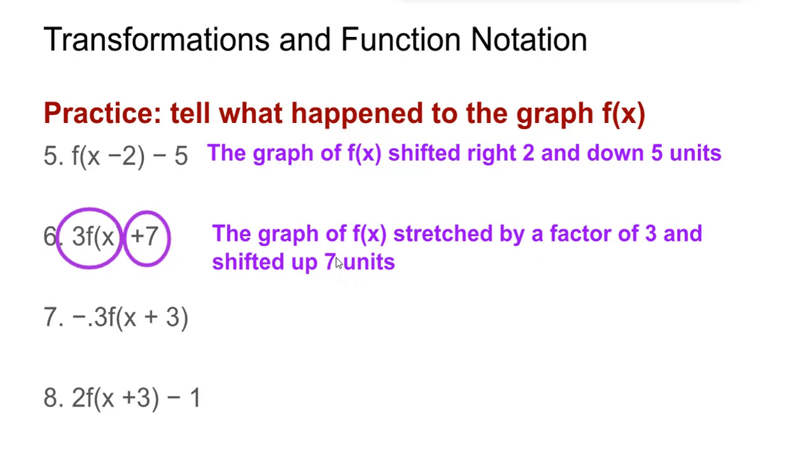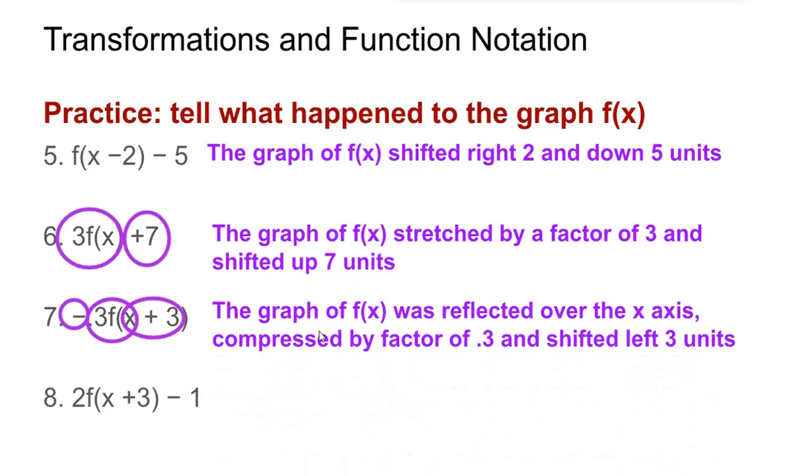So number 7, well, you'll notice that first there's a negative. That's going to cause it to reflect over the x-axis. Then you'll notice it's multiplied by a number that's smaller than 1 and bigger than 0. So that's going to make it compress. And then you'll notice the x's, we added 3. That's going to make it go to the left. So this one is going to be reflected over the x-axis, compressed by a factor of 0.3, and then it's going to go to the left by 3.